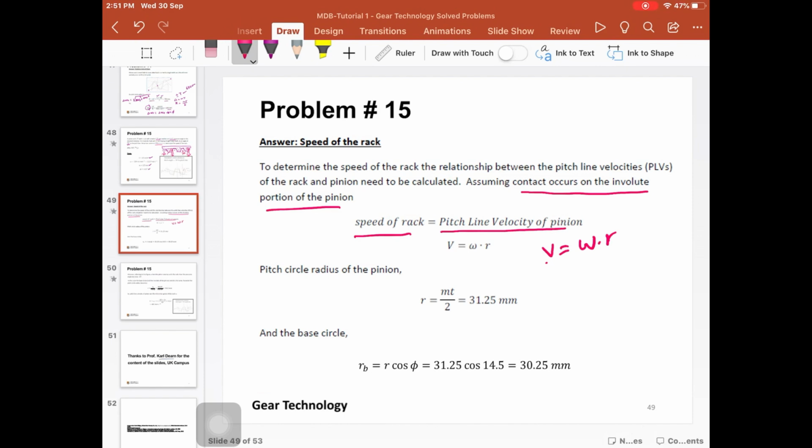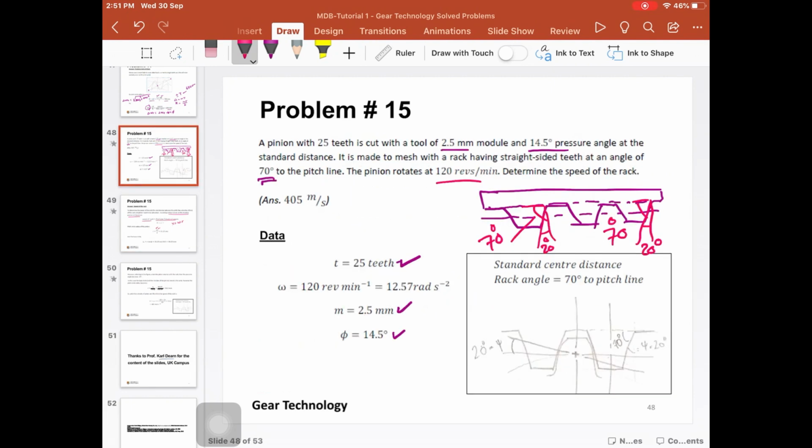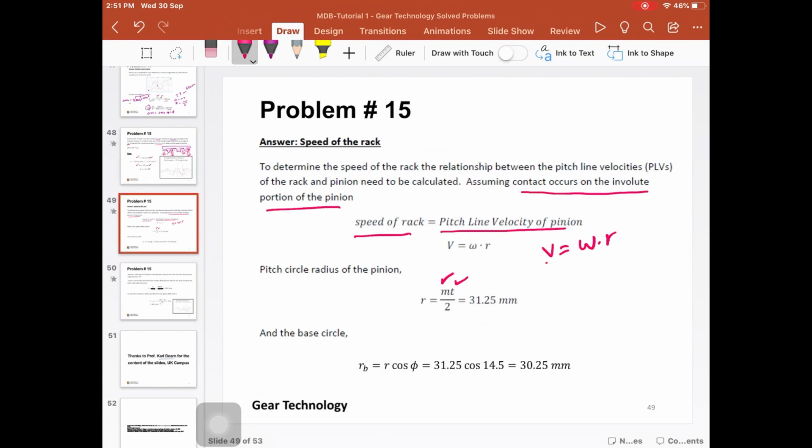So in order to find V, we have to find omega and R. So R is the pitch circle radius of the pinion. R here is equal to the module multiplied by the number of teeth divided by 2. The module here is given as 2.5, and the number of teeth is given as 25. Right. So we have here 2.5 multiplied by 25 divided by 2. This gives us the pitch circle radius of the pinion, right?